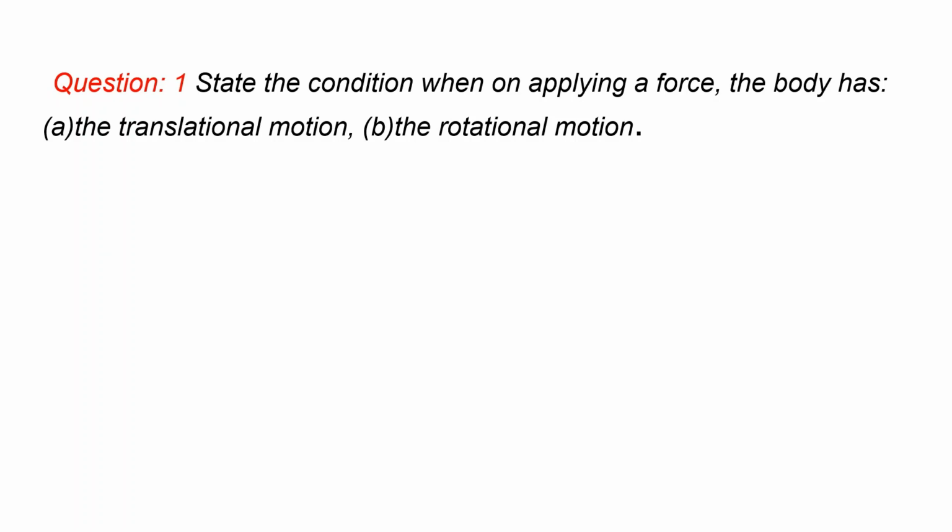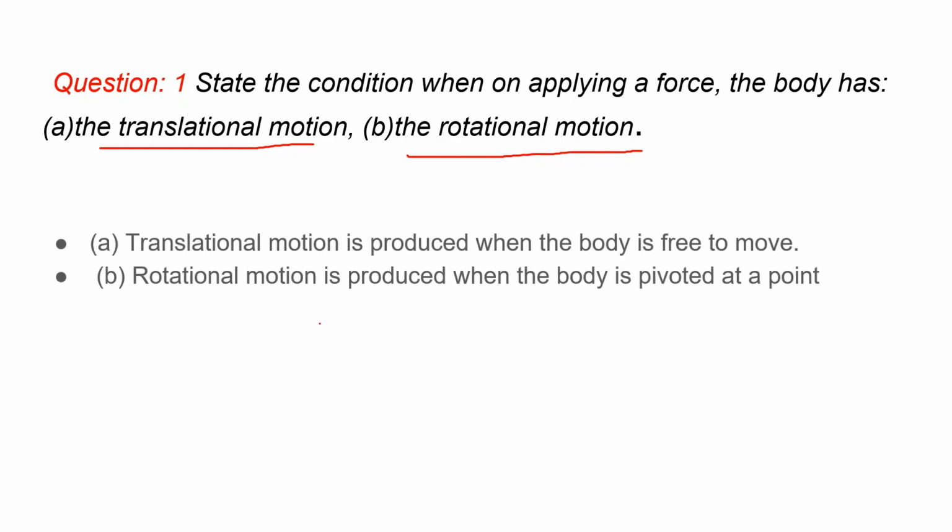The question that comes from this portion is: state the condition on applying a force, the body executes translational motion and rotational motion. So when will a body execute translational motion? When the body is free to move, it will execute translational motion. That's the condition, free to move. When will the body execute rotational motion? When the body is pivoted at a point, it will execute rotational motion. Free to move, translational motion. Pivoted at a point, rotational motion.